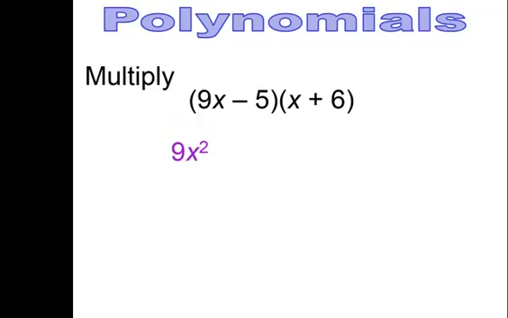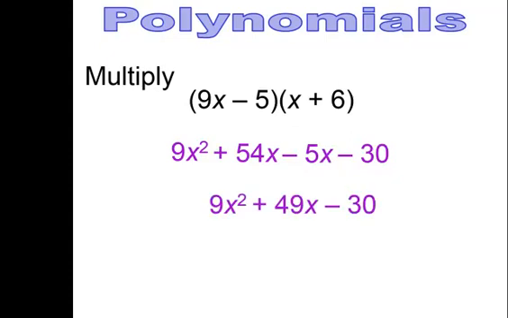So you're going to distribute 9x times x is going to be 9x squared. 9x times positive 6 is going to be plus 54x. And now we're going to distribute that negative 5 or minus 5. So negative 5 times x is going to be a minus 5x. Negative 5 times positive 6. Negative times a positive is going to be a minus or a negative 30.